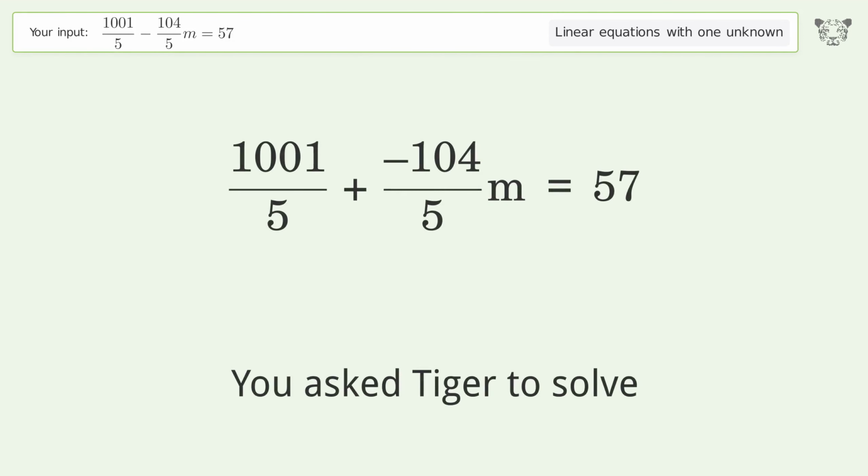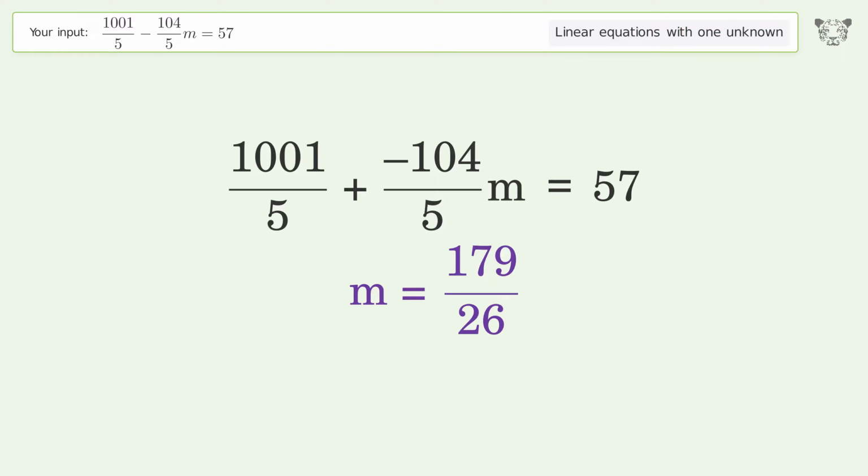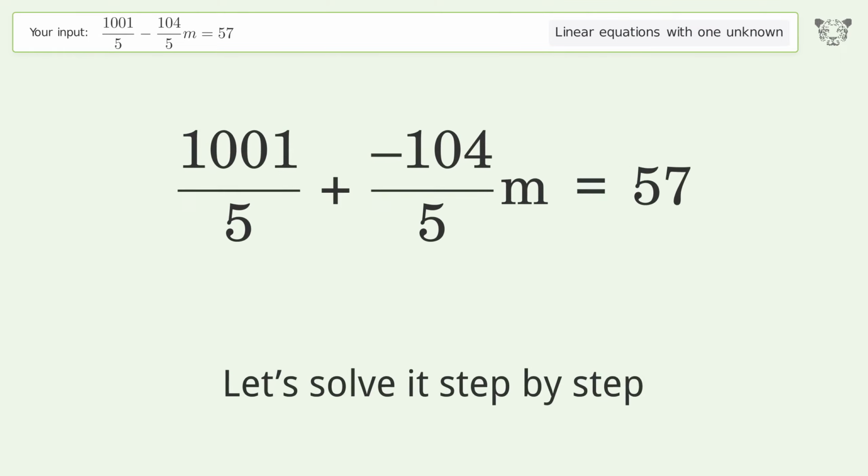You ask Tiger to solve. This deals with linear equations with one unknown. The final result is m equals 179/26. Let's solve it step by step.